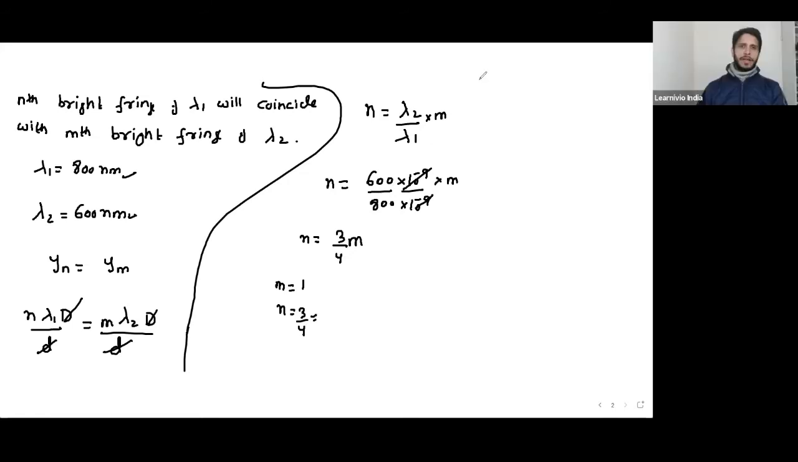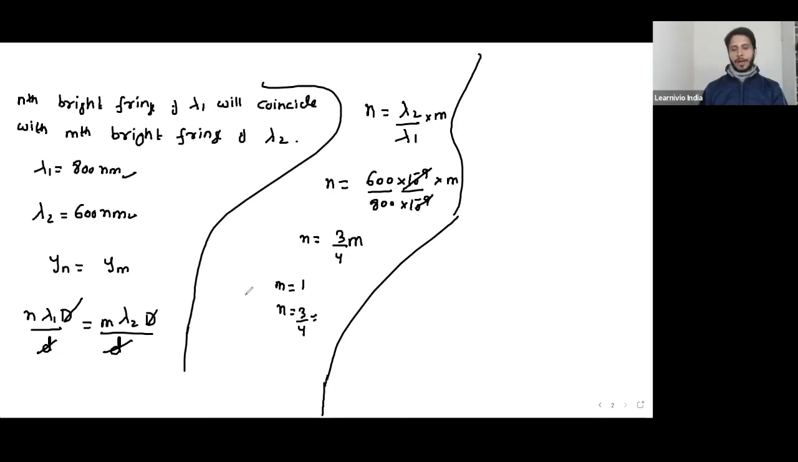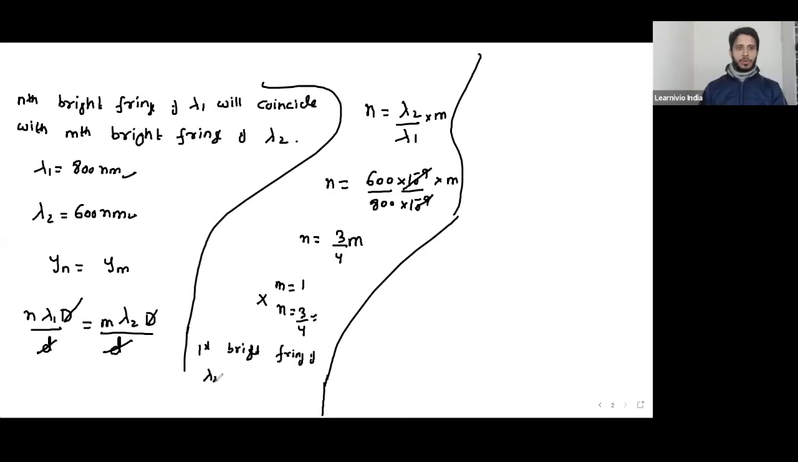Is the value of n, 3 by 4, possible? No, sir. Why? Fraction. The number of fringes cannot be a fraction. That means n comes out to be 3 by 4, it's not possible. It means the first bright fringe of lambda 2 cannot coincide with any bright fringe of lambda 1.